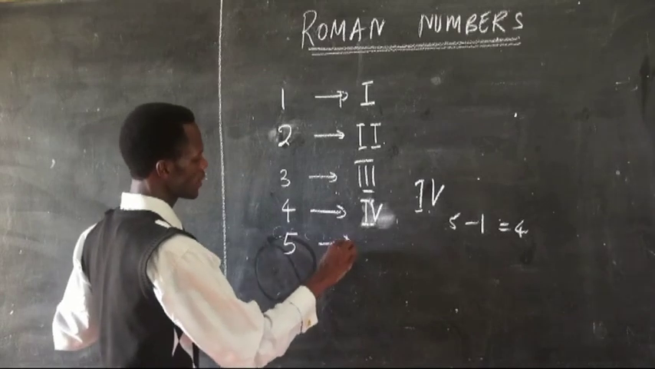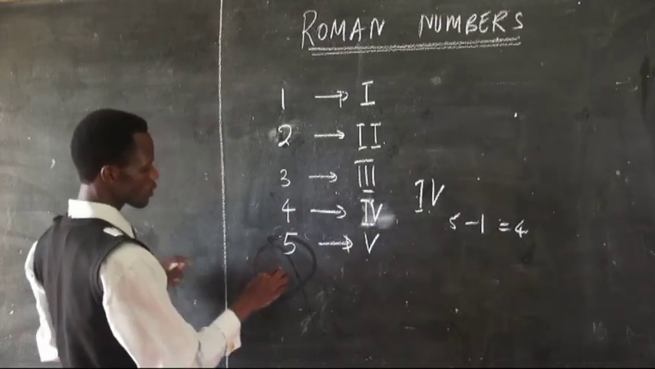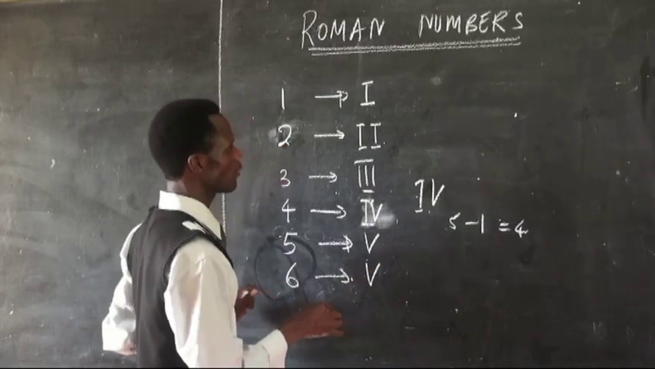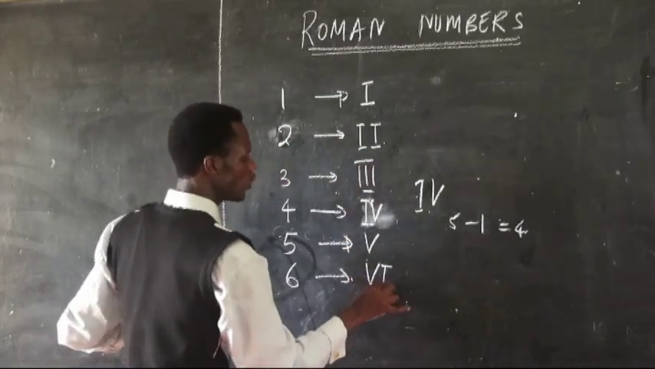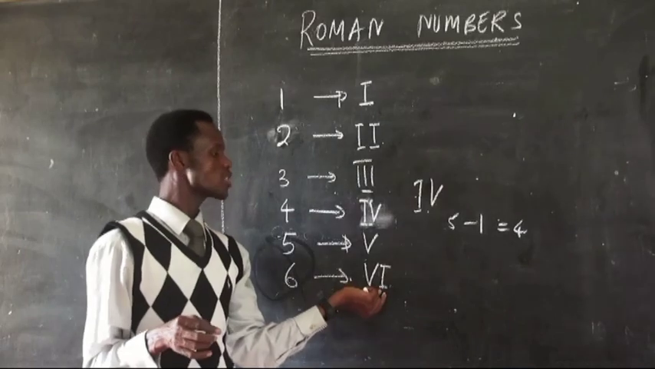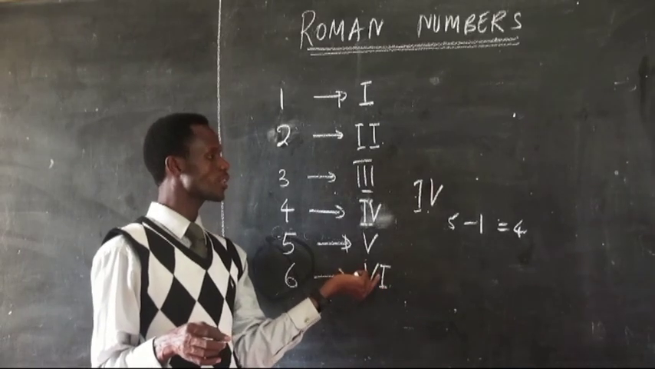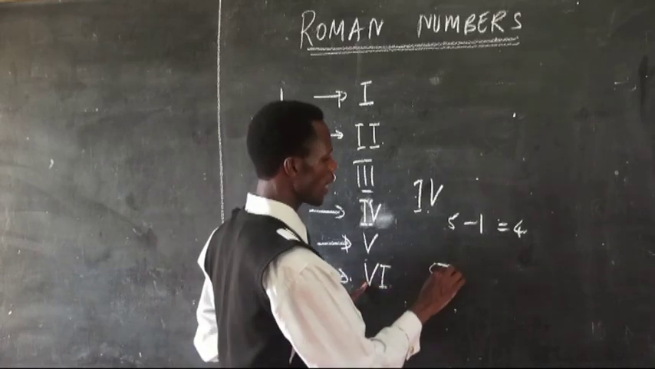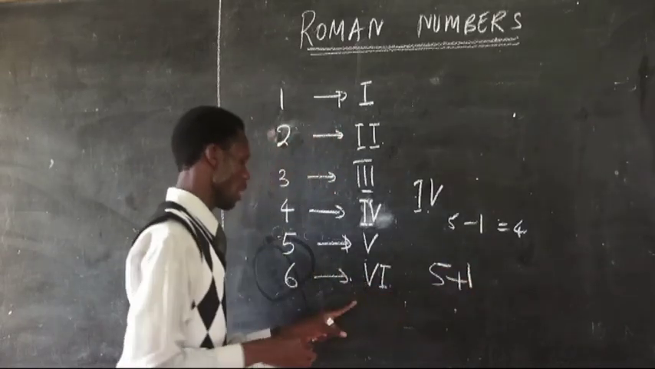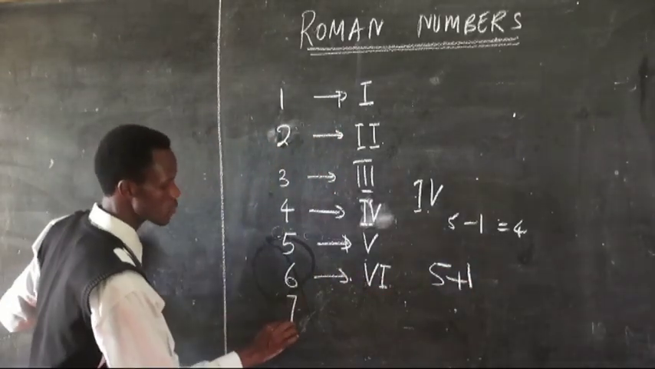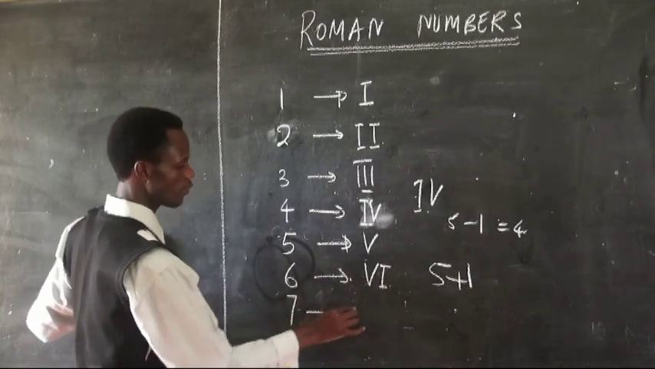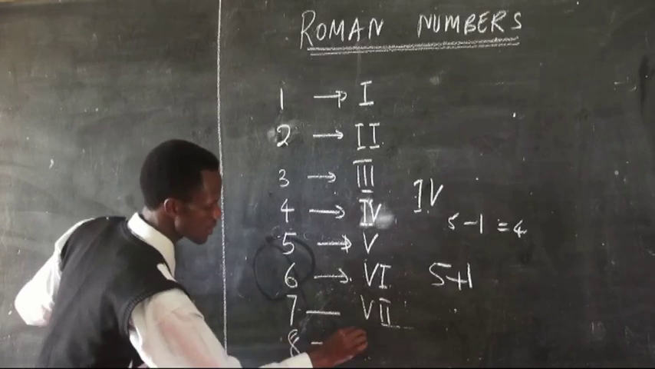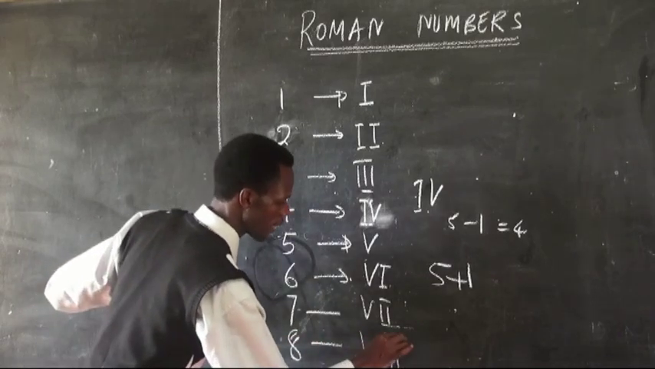Now 5 is written as V. Now 6: this is 5, so you write 5 and then you add 1. When you write a letter with a small value in front of the letter, it means that you have added. Now it is 5 plus 1, so this is 6. Also 7, the same applies. When you look at 7, you add 2 of them. Now 8, you add 3 of them.